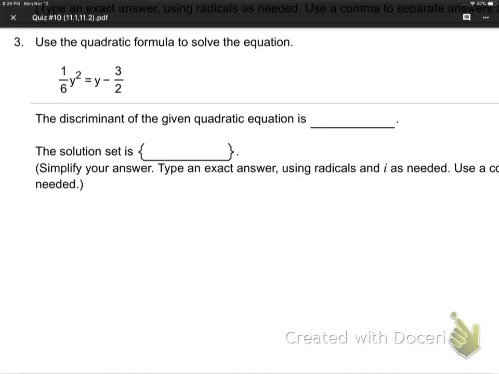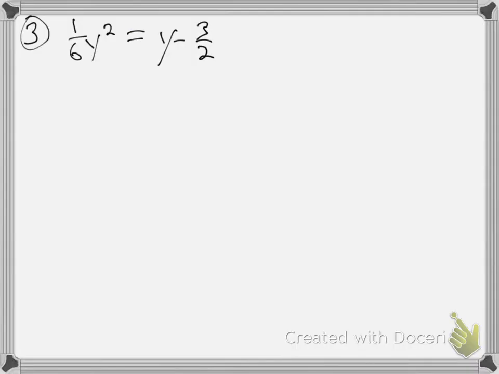Okay, so here's number 3. It says use the quadratic formula to solve. So we got that equation. So let's go to a fresh screen. So what do we do when we have fractions? What do we always do? We multiply by the common denominator, LCD.